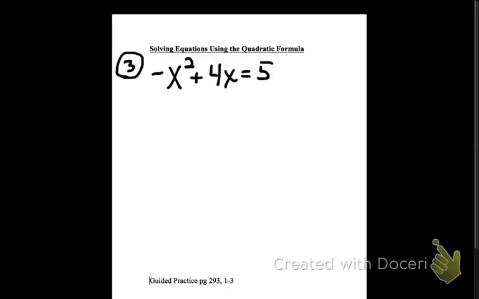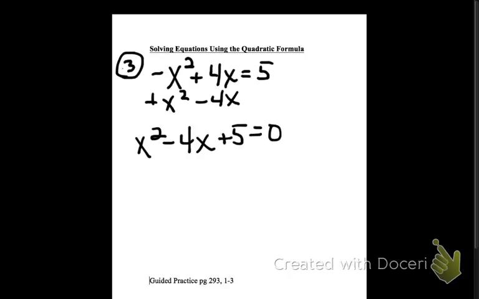In this case, I'm going to move everything over to the right side so that I end up with a positive x squared coefficient. So I'm going to add x squared and subtract 4x from both sides. That's going to give me positive x squared minus 4x plus 5 equals 0.